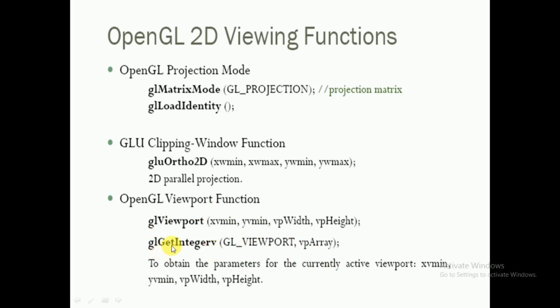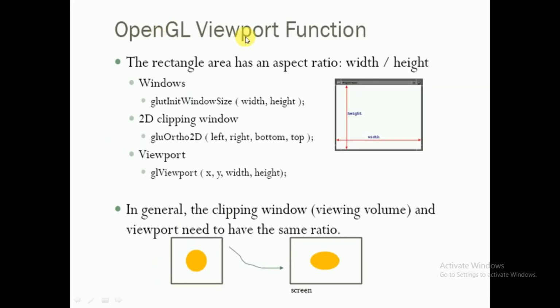Then glGetIntegerv with viewport gives the viewport array. The glViewport rectangle area has an aspect ratio, width by height, always. That is called aspect ratio. Aspect ratio is my width by height. For windows, glutInitWindowSize: you have to set the window size, using glutInitWindowSize with width and height.